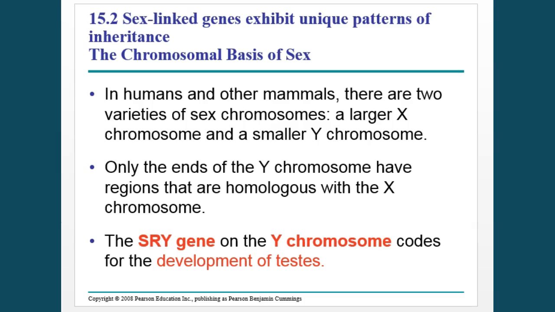Okay? Alright, so in 15.2, they talk about sex-linked traits, carrying that conversation that they started with the flies and their eye color. They carry that conversation on with talking about how sex-linked genes exhibit unique patterns of inheritance, this chromosomal basis of sex. Alright, in humans and other mammals, there are two varieties of sex chromosomes, a larger X and a smaller Y chromosome. At the ends of the Y chromosome, there are regions that are homologous with the X chromosome. The SRY gene on the Y chromosome codes for the development of testes.